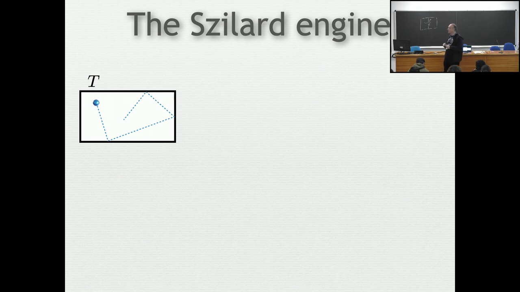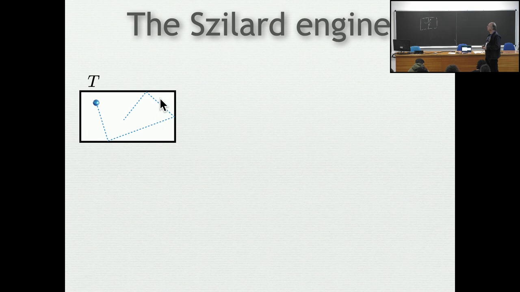The Szilárd engine is like a thermodynamic cycle, like the Carnot cycle, but much simpler. It's based on a single-molecule gas, a gas with just one molecule, in a box where the walls are at a temperature T. This is not so easy to imagine, but you can picture a particle that moves freely in a straight line at constant velocity, but each time it collides with the walls, it thermalizes, which means that the outgoing velocity is a random variable distributed according to the Maxwell distribution.